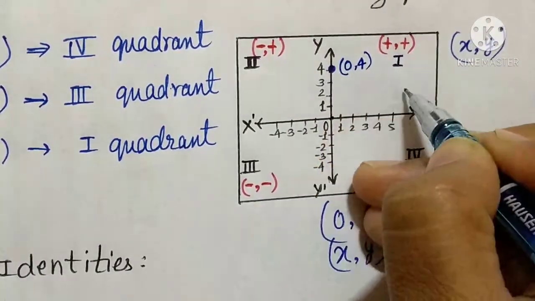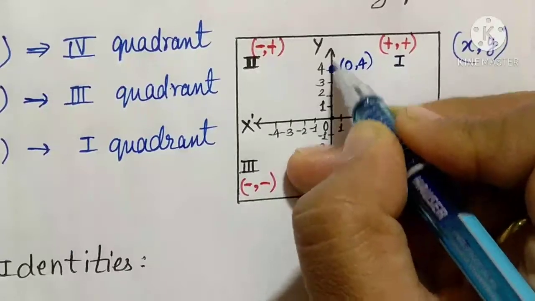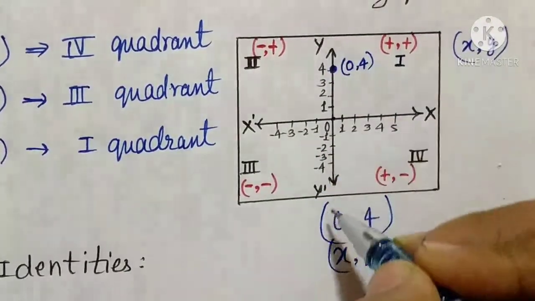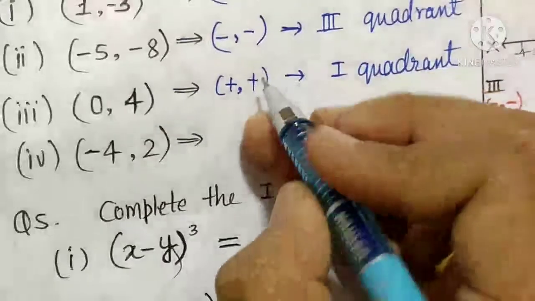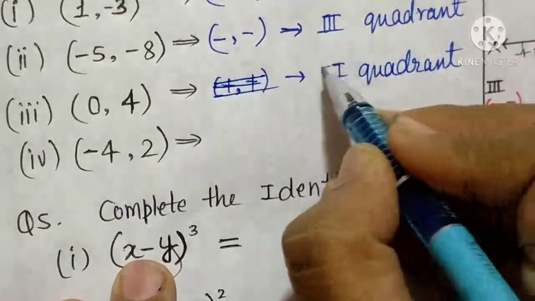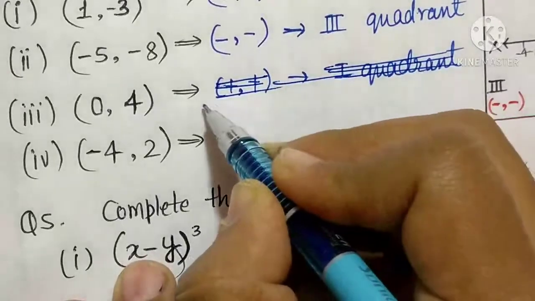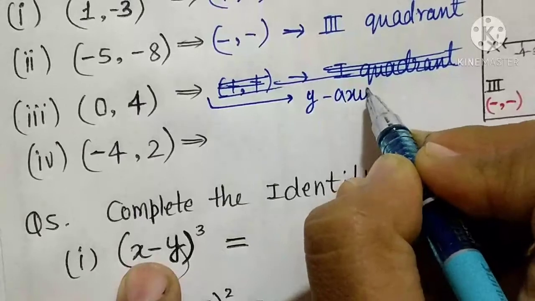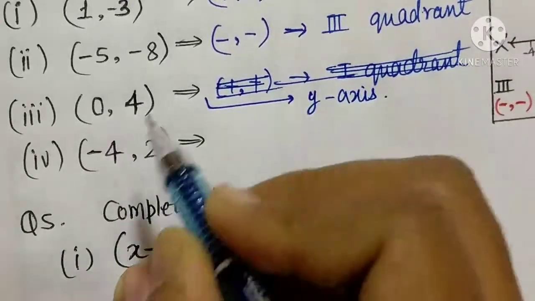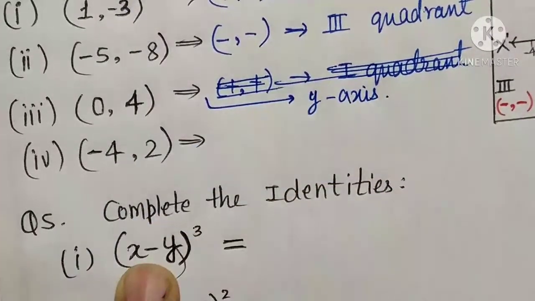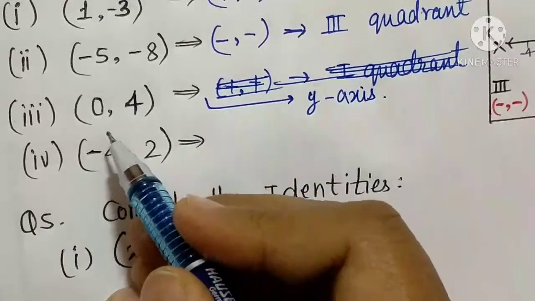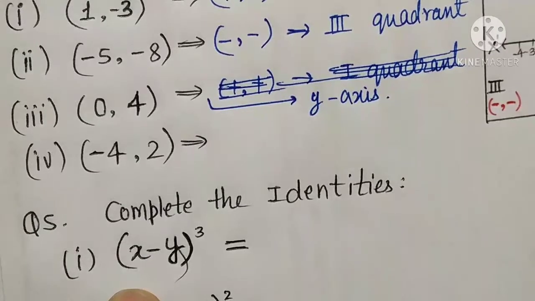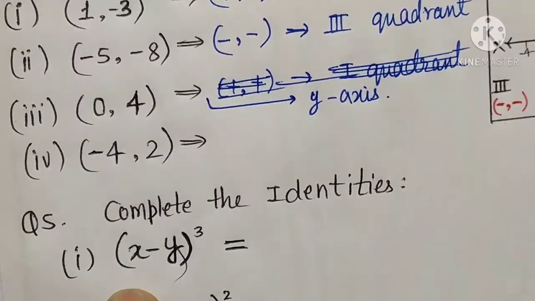So it is not lying on any quadrant, but is lying on the line of which axis? You can say y axis. So here it is not coming in any quadrant, but it will come on the y axis. Which one? 0 comma 4. Remember this one. If it is 4 comma 0, suppose it is like 4 comma 0, so it will lie on x axis. Okay, clear?